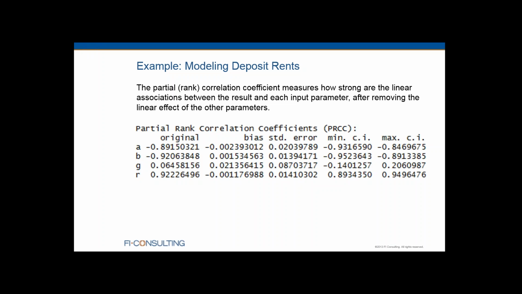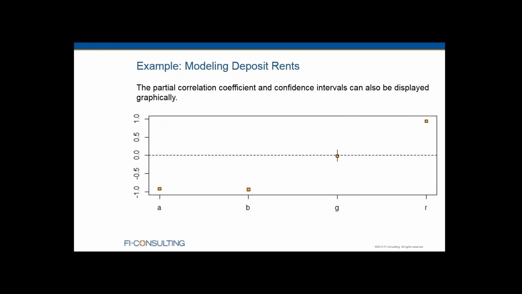The partial rank correlation coefficient will measure how strong is the linear association between the result and each input parameter after removing the linear effect of the other parameters. I've highlighted the first column here for you, and we can see that parameter A has a negative correlation along with parameter B. G has very little correlation effect on the model, and R has a positive correlation with the final output. And we can also chart the partial correlation coefficient as well as the confidence intervals graphically.